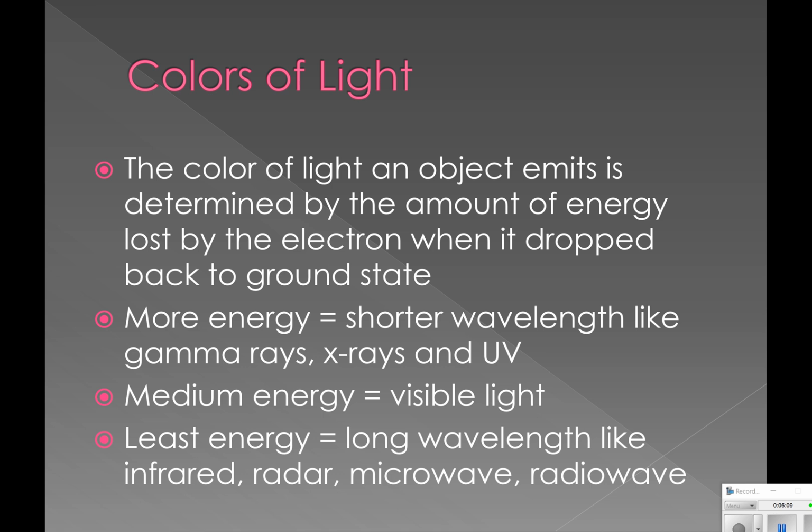Now, more energy means that we have a shorter wavelength, like gamma rays, X-rays, and ultraviolet. Medium energy is going to fall in the visible light range, which we can see, and the lowest energy are going to be longer wavelengths like infrared, radar, microwave, and radio waves.